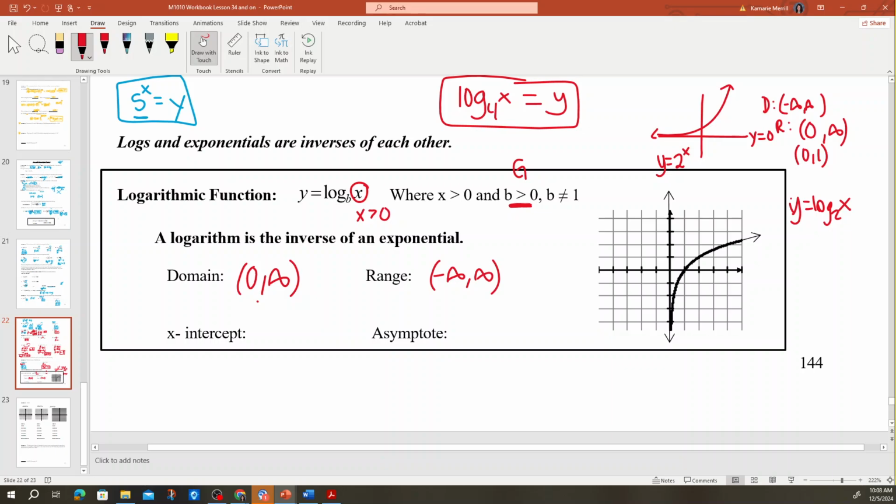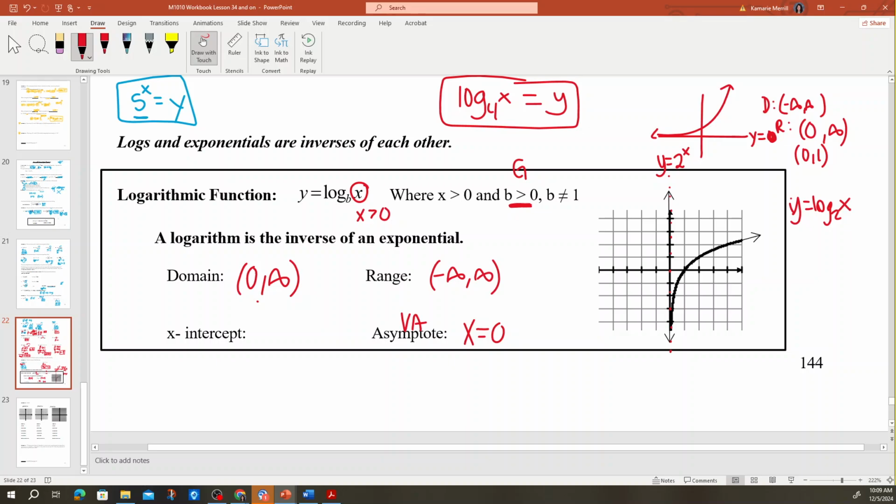Now, look at the asymptote. If I have an asymptote at y equals 0, where do you think your asymptote is on a log? Switch the y's to x's. x equals 0. So the asymptote is a vertical asymptote right here at x equals 0, and it forms a boundary. So there's your boundary. Asymptotes are just boundaries.